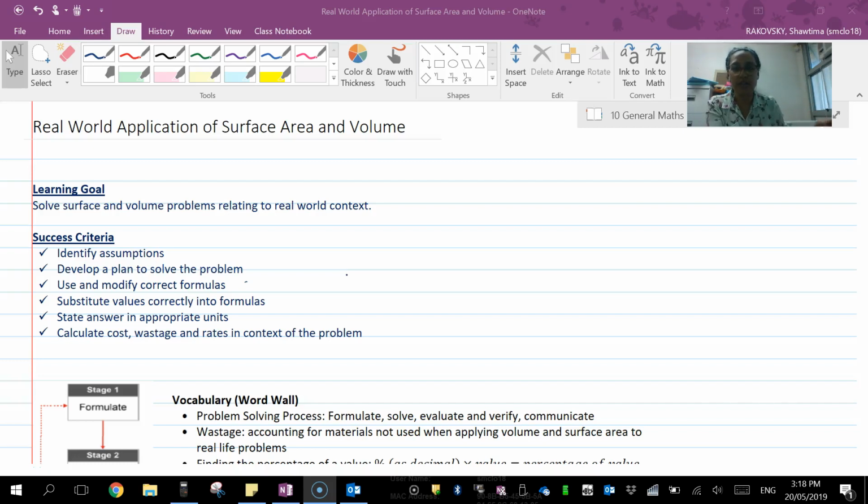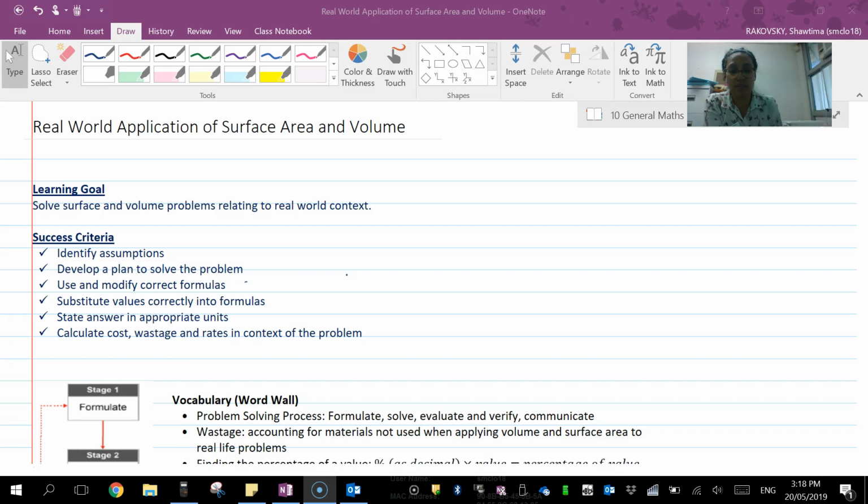Hi everyone, in this lesson we're looking at applying surface area and volume to real-world applications. So far you have calculated surface area and volume for basic shapes or basic 3D objects. Then you've looked at composite shapes, and now we're looking at applying context of real-worldness to these problems. Your job is going to be solving problems associated to that.